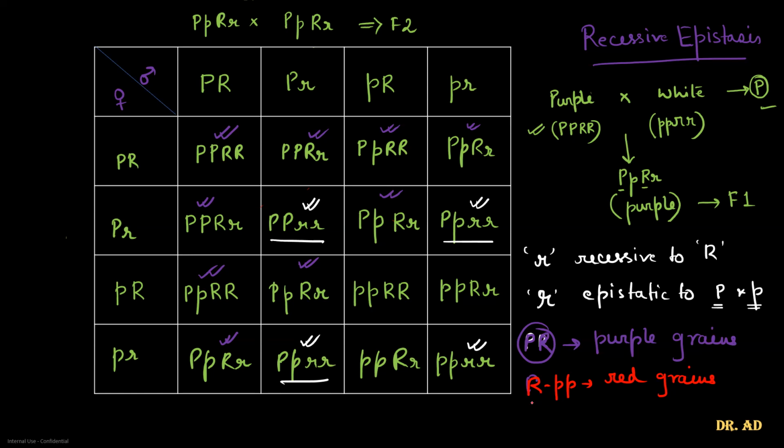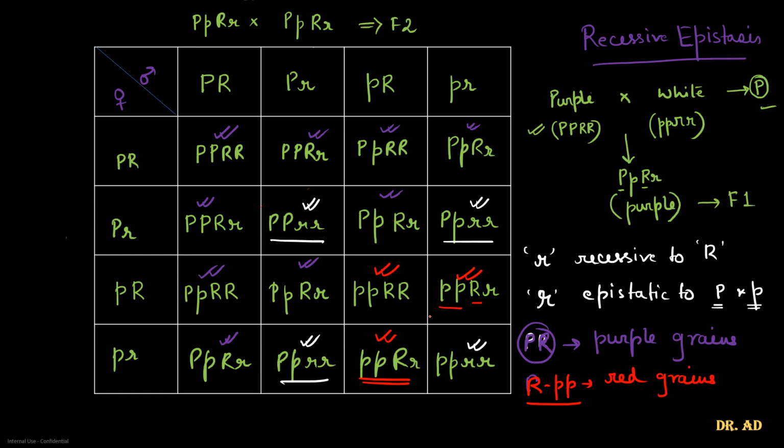So we will look for this first, capital R, small p. Here we have capital R, small p. So this will be red. Here we have capital R, small p. This will also be red. Here also we have capital R, small p. This will also be red.